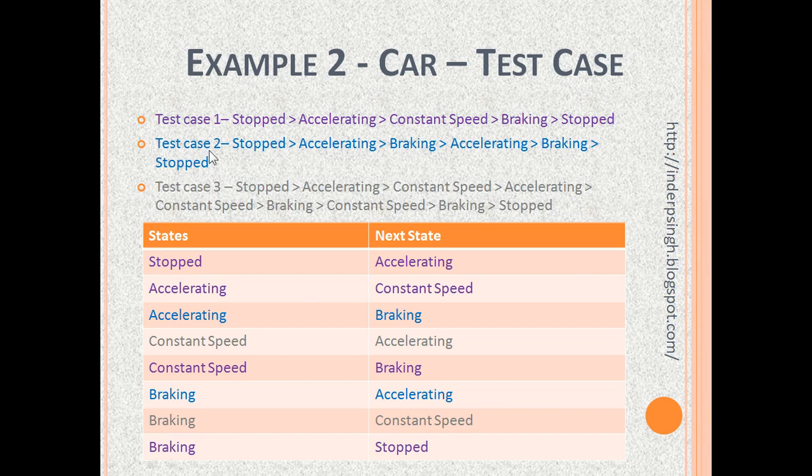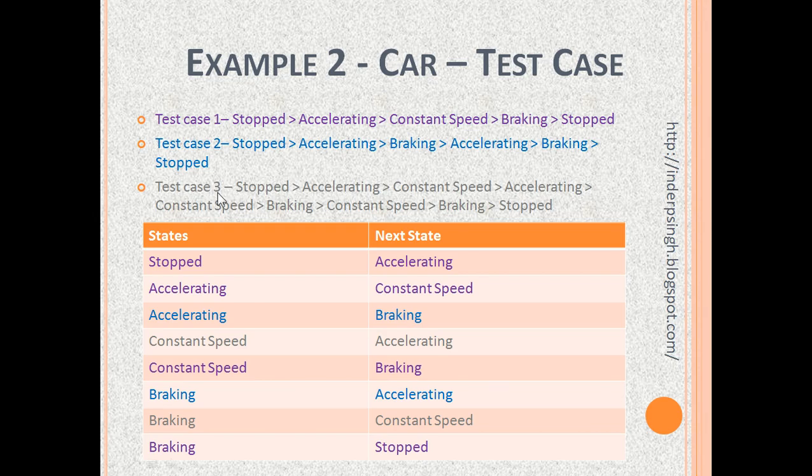So we can have a test case 2, and here we can have another workflow. We can move from stopped state to accelerating state, accelerating to braking, braking to accelerating, accelerating to braking, and braking to stopped. Every time you have to look at the state transition diagram to make sure that all the transitions are valid. And with test case 2, we can cover several other valid transitions, for example accelerating to braking and braking to accelerating. Then similarly we can cover the remaining valid transitions.